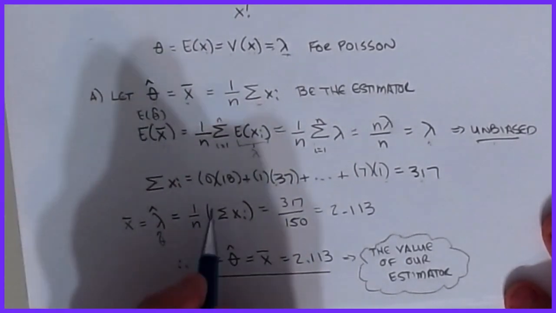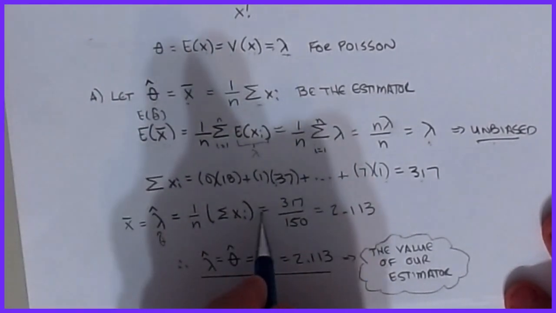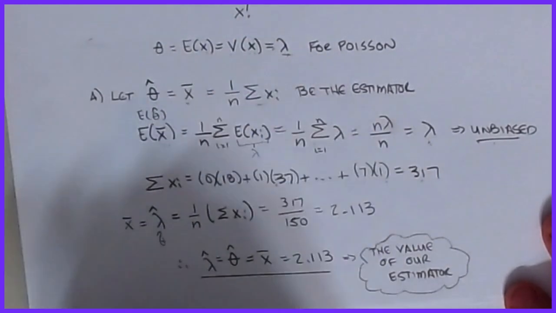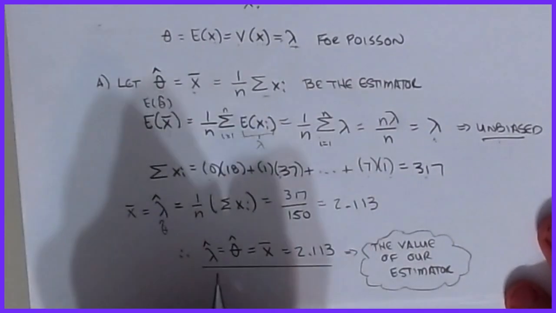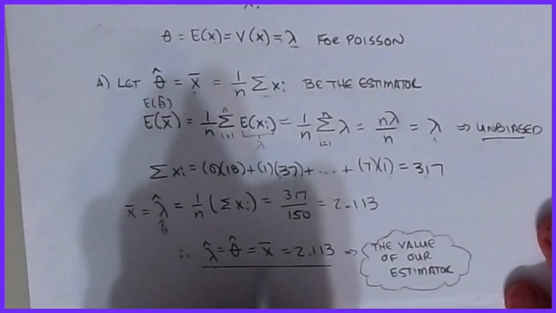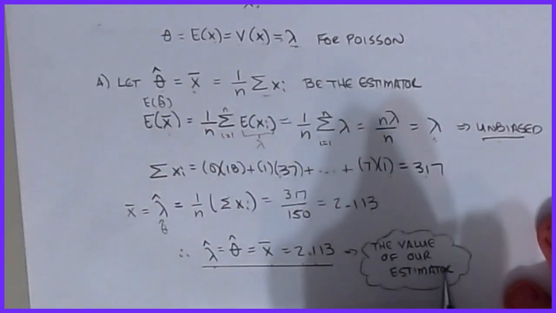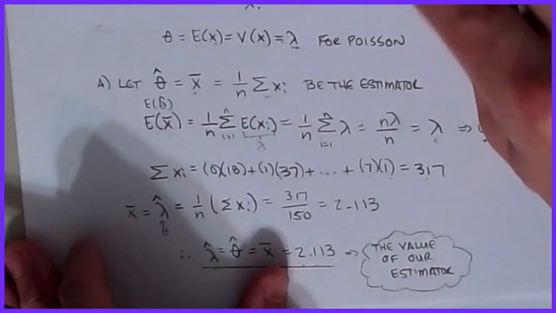It is going to be equal to 1 over n times the sum of the xi. That's going to be 317 over 150, which becomes 2.113. So my estimate, which is my sample mean, is equal to 2.113. This would be the value of our estimator, and that's where we're at on this.